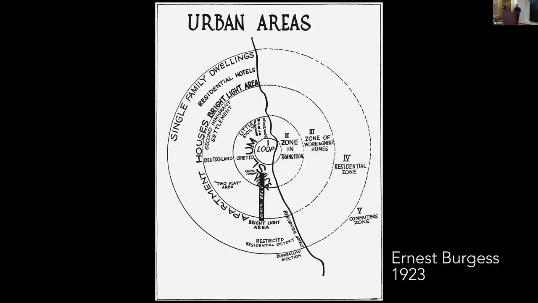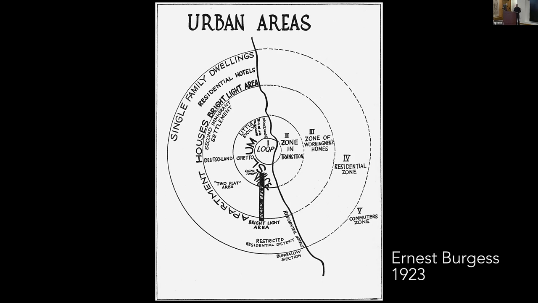Okay, so I'm gonna begin here with an image that might seem rather out of place in a conference on cartography, kind of conference on sovereignty, which is the classic concentric ring model of American urbanism drawn by the Chicago sociologist Ernest Burgess in 1923. So the idea here is that downtown Chicago, the loop right in the middle, is surrounded first by a ring of slums, vice, and ethnic ghettos. And then there are successive rings beyond that, the zone of working men's homes, the residential zone, and finally the commuter zone.